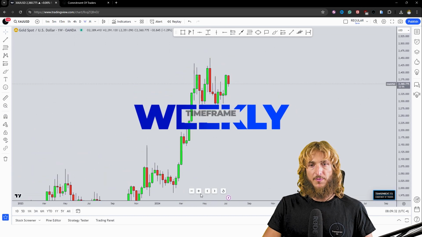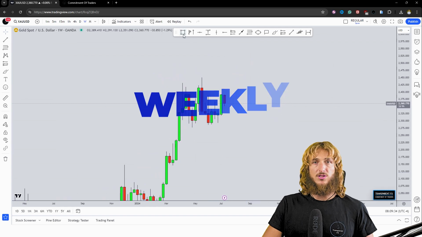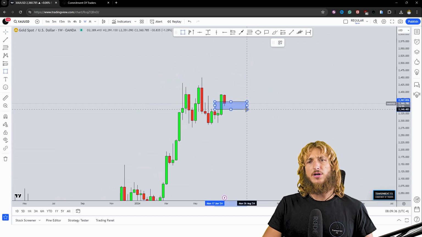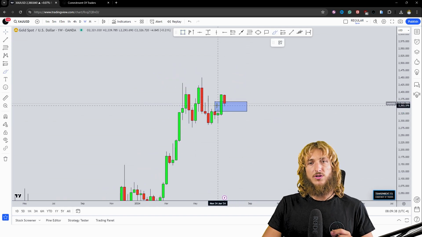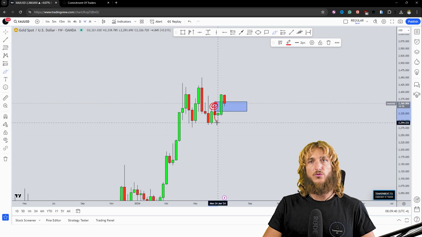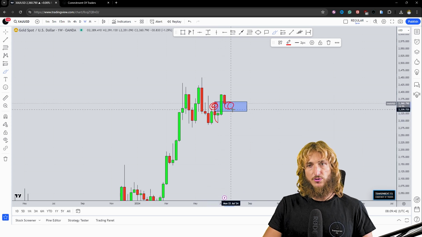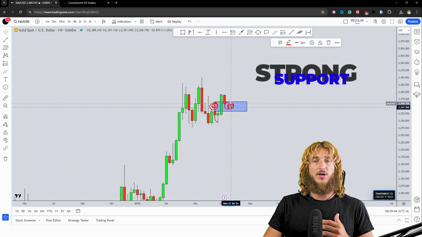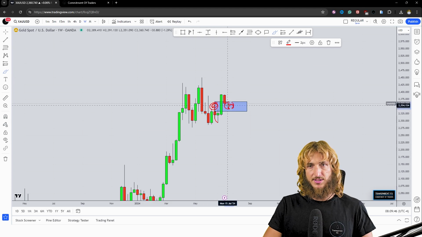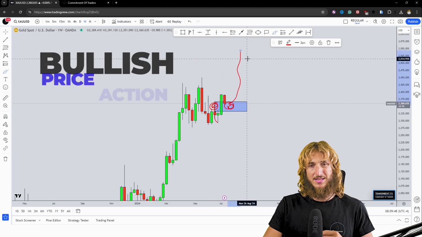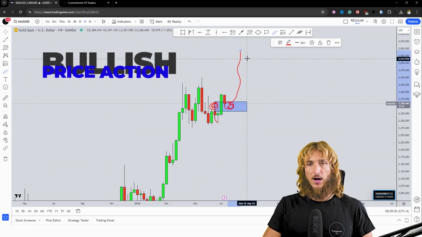the weekly time frame. Now, from a weekly perspective, the situation is quite clear. The market is currently testing previous weekly resistance from which this move to the downside was created, which is now turned support here. Now, until the market remains above this previous resistance turned support, more bullish price action could be expected away from this level.